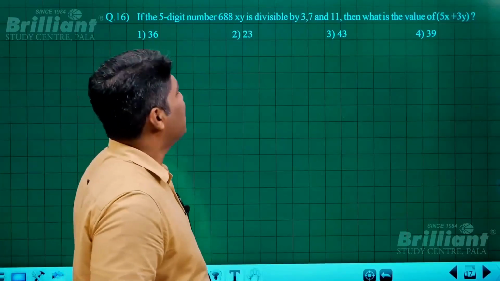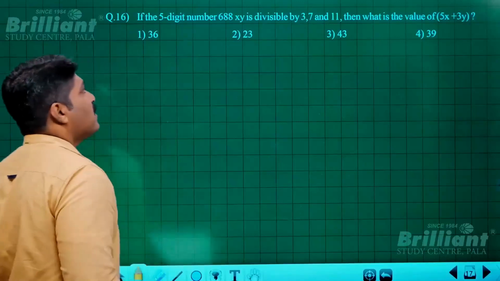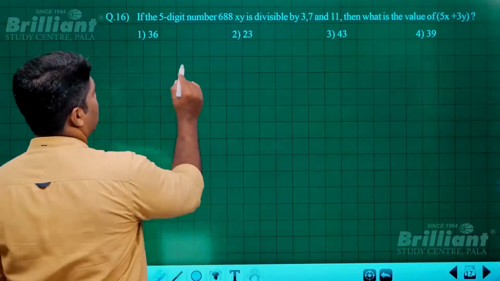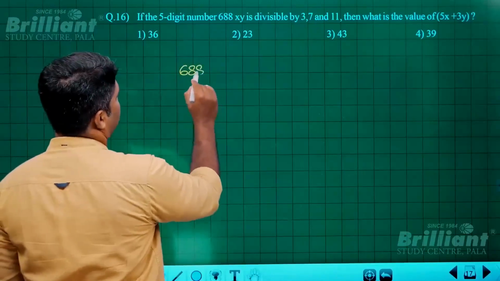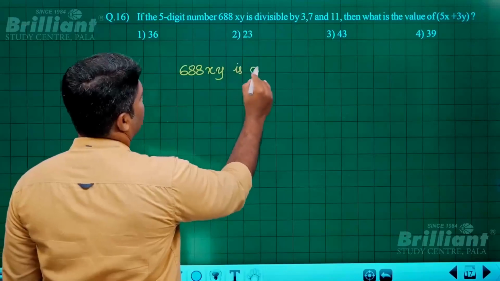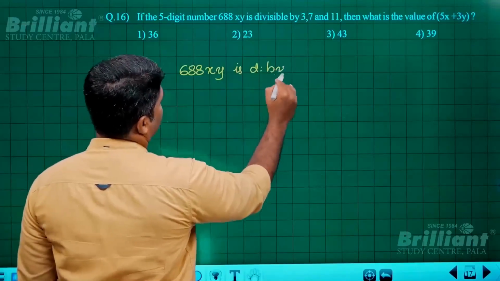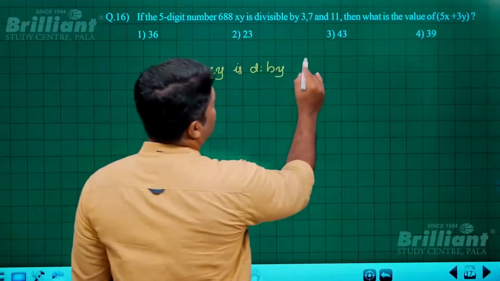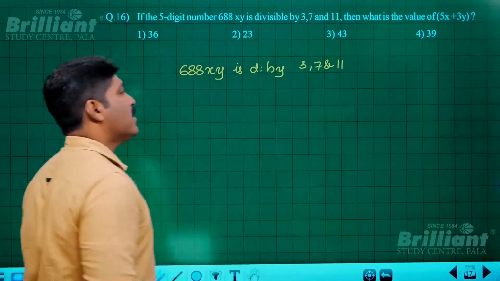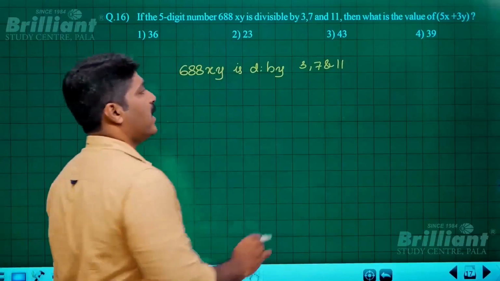That's another tricky question here. If a number is divisible by 3, 7 and 11, so therefore it is given that 688xy is divisible by 3, 7 and 11. So what is the conclusion here? What is the LCM of 3, 7 and 11?